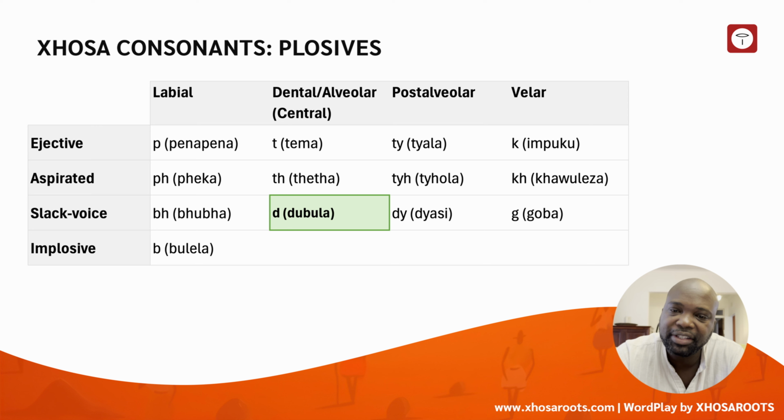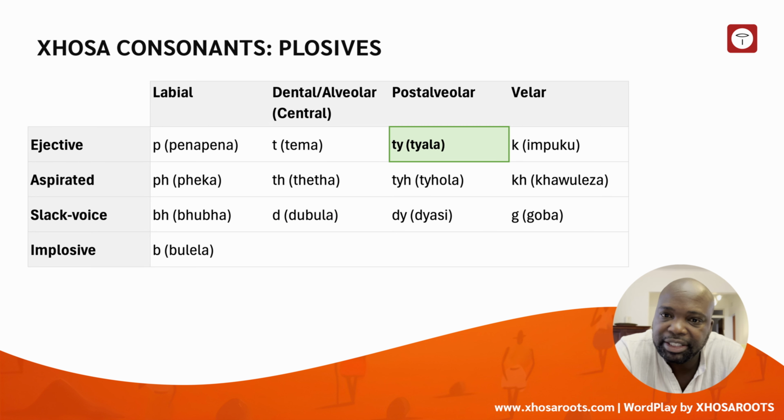As you can see, all of these sounds are produced by your tongue being placed on the alveolar ridge, blocking the sound from there, and then releasing it. Da, as in dobula, denga, to shoot. And so that's it for the dental alveolar consonants or plosive consonants. And then we can look at the postalveolar ones.